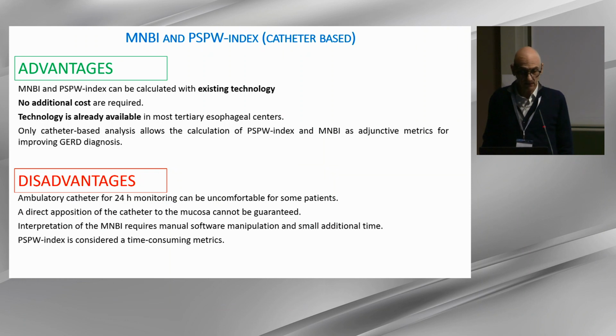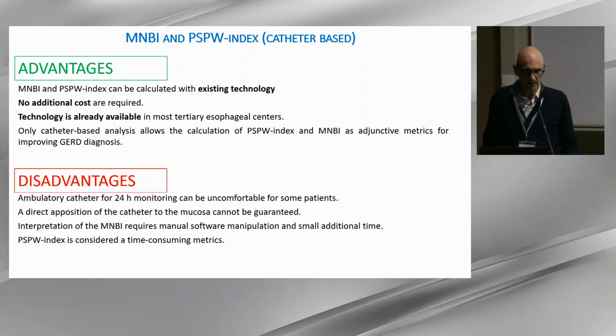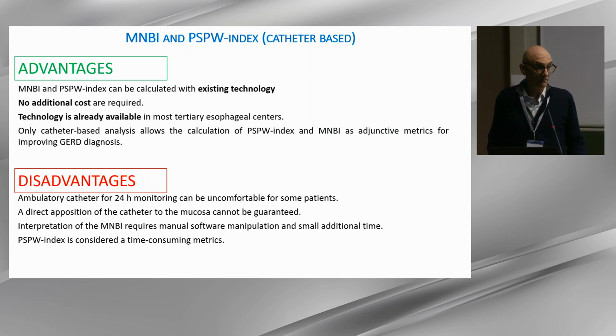Disadvantages: a group of patients consider pH impedance monitoring uncomfortable, and all techniques with a catheter are considered uncomfortable by some patients. Then direct apposition of the catheter to the mucosa cannot be guaranteed, the interpretation of MNBI requires manual software manipulation, and the PSPW index is considered time-consuming to measure, so we have to discuss a lot about that.